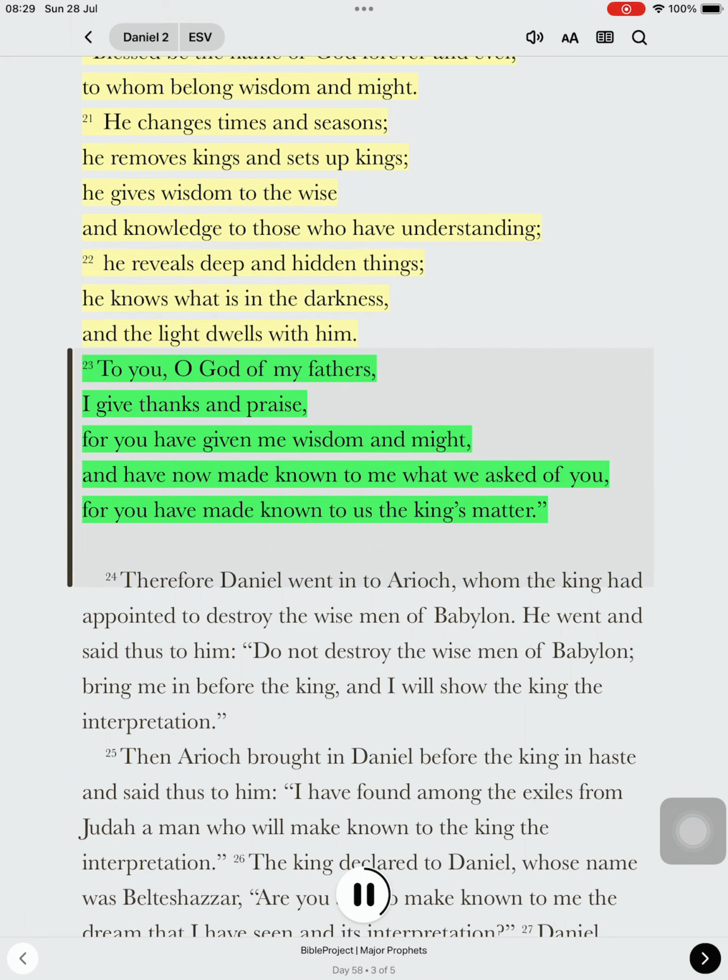To you, O God of my fathers, I give thanks and praise, for you have given me wisdom and might, and have now made known to me what we asked of you, for you have made known to us the king's matter." Therefore Daniel went in to Arioch, whom the king had appointed to destroy the wise men of Babylon. He went and said thus to him, "Do not destroy the wise men of Babylon. Bring me in before the king, and I will show the king the interpretation."